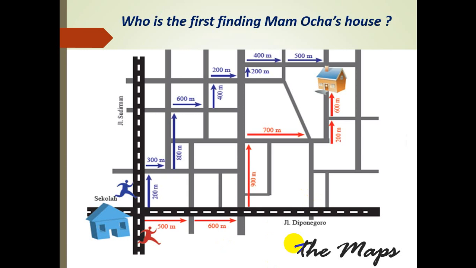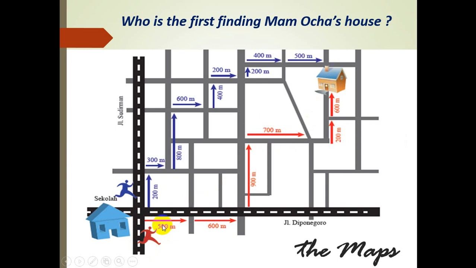Okay, in this picture, the red one is Ucok and the blue one is Tagor. Okay, now look at the question. Who is the first to find Ma'am Ocha's house? Can you answer it? I think the students can answer it like this: Sir, just try to calculate the distance from this point to Ma'am Ocha's house.